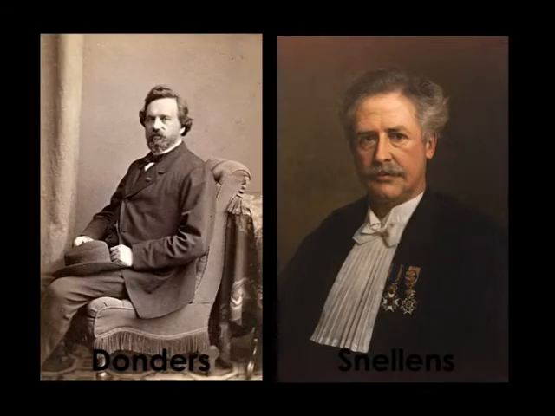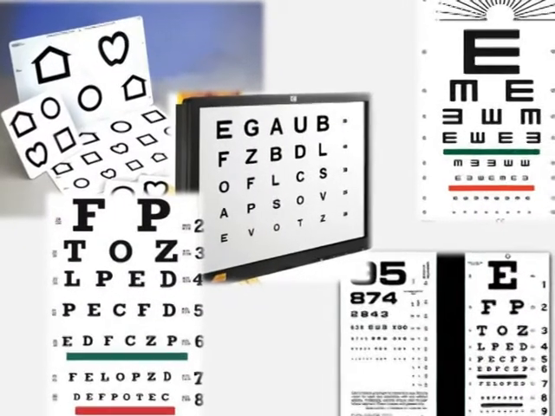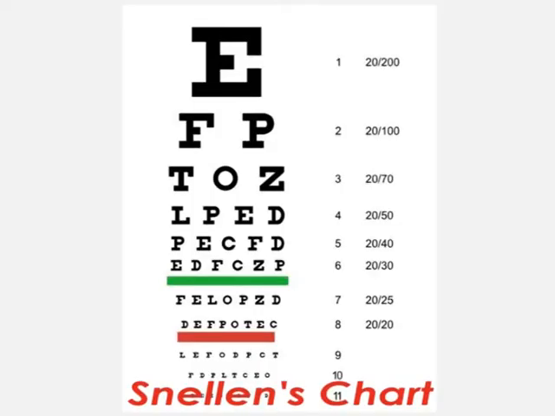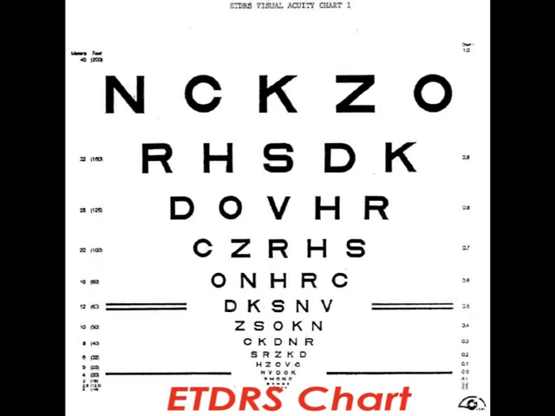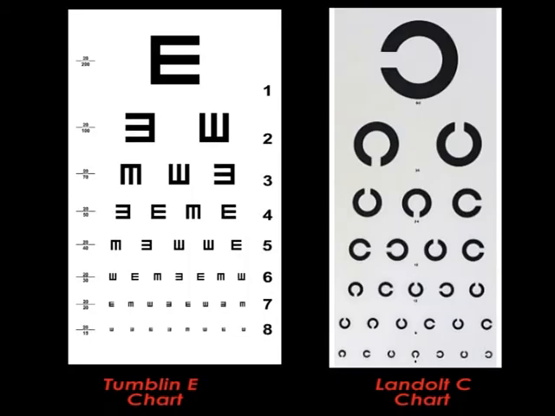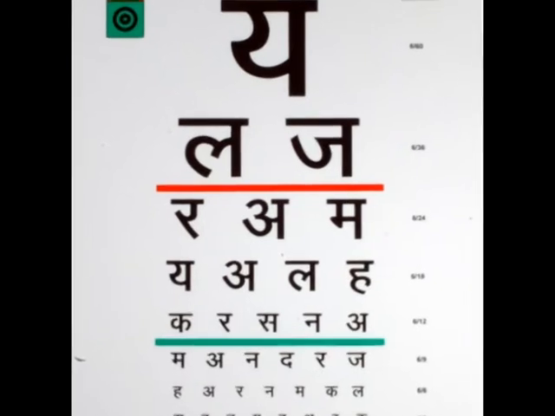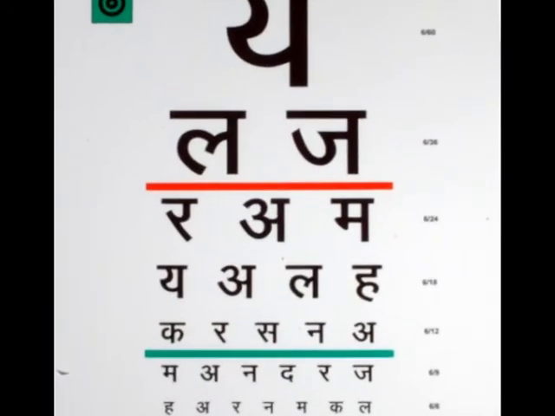The primary measurement tool was the letter chart introduced by Donders and Snellen long back in 1862 in the Netherlands. Today, there are various types and models of vision charts available. Snellen's Visual Acuity Chart and ETDRS LogMAR chart are the standard ones used. Tumbling E chart and Landolt's C chart can be used for illiterate patients. Number and local lingual charts can be used for non-English speaking patients.